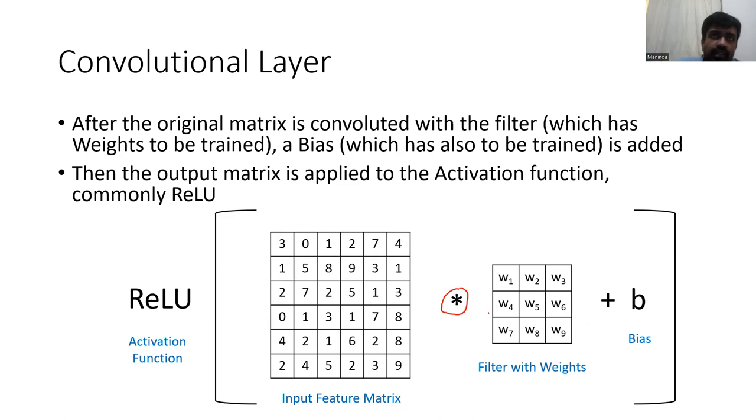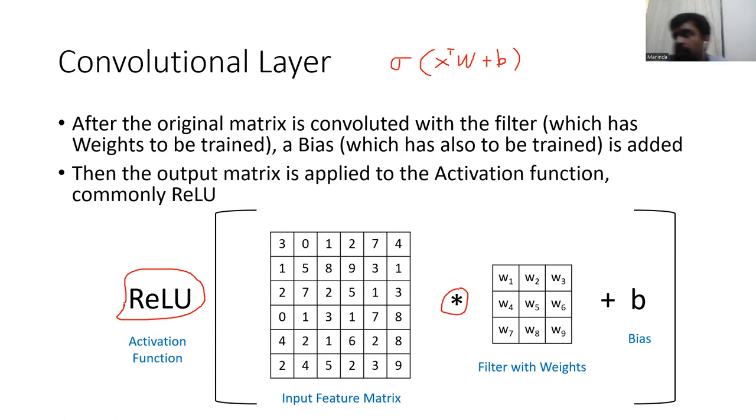Can you remember? It is the same as X^T W plus B, right? This is the linear combination. Not only that, we then apply the activation function, right? Usually the ReLU activation. Because this is a deeper neural network, as explained in past weeks, the activation function in deeper neural networks should generally be ReLU.